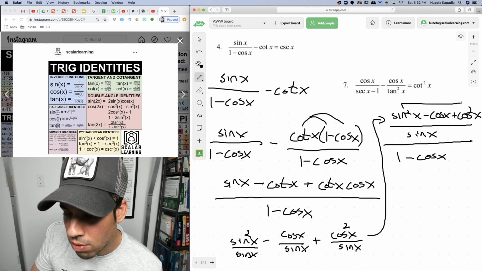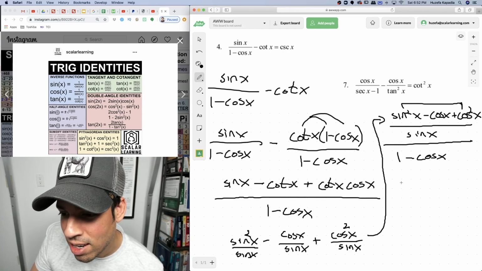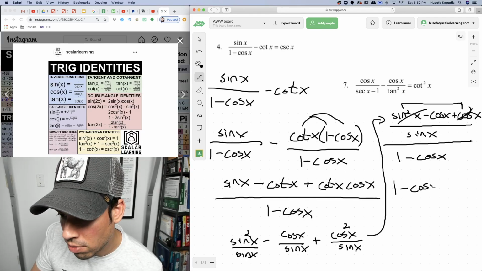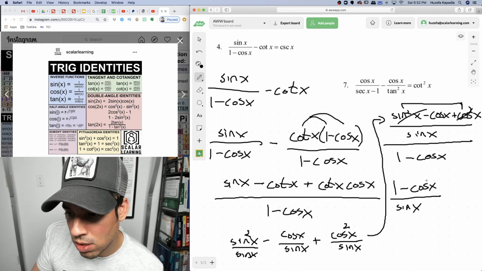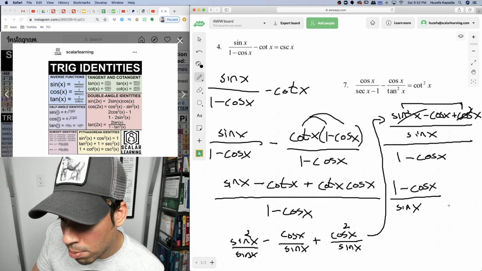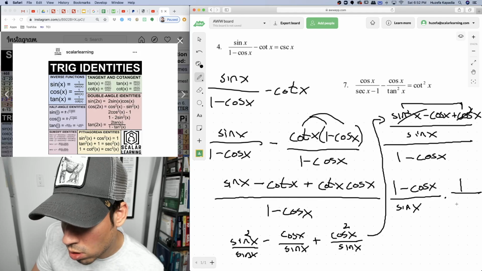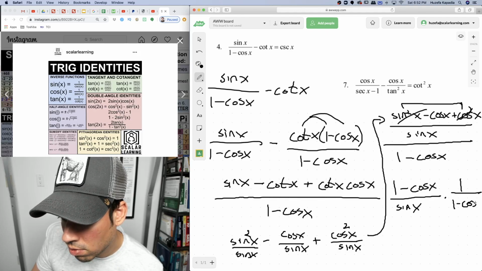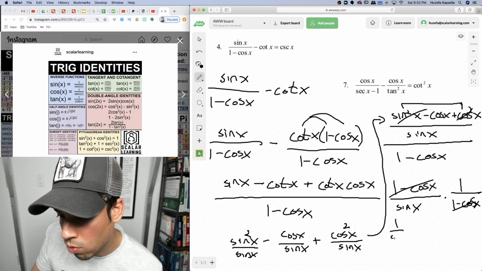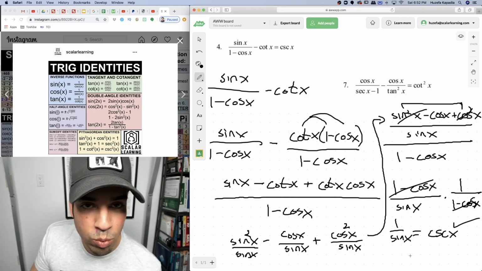Now again, look out for that sine squared plus cosine squared. Sine squared plus cosine squared equals 1, right? So these cancel out to 1. So now I have 1 minus cosine of x over sine of x, again divided by 1 minus cosine of x. If I'm dividing by 1 minus cosine of x, it's also like multiplying by the reciprocal of that, which is 1 over 1 minus cosine of x. And now these cancel out, and I have 1 over sine of x, which of course equals cosecant of x, and we're done.